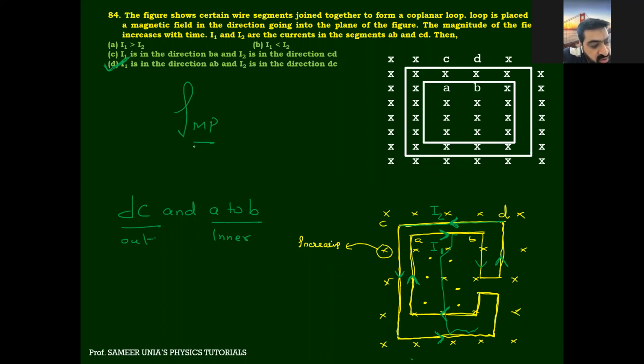What is the rule? The outer loop should dominate. The outer loop should dominate.